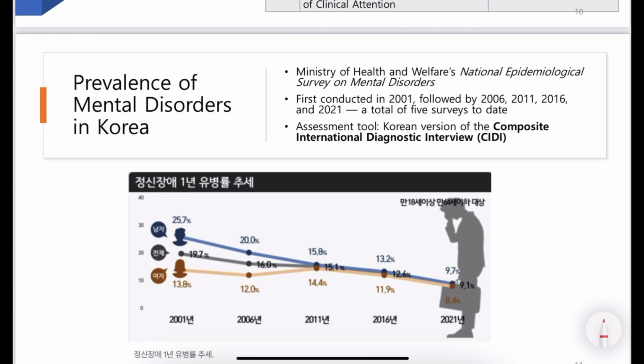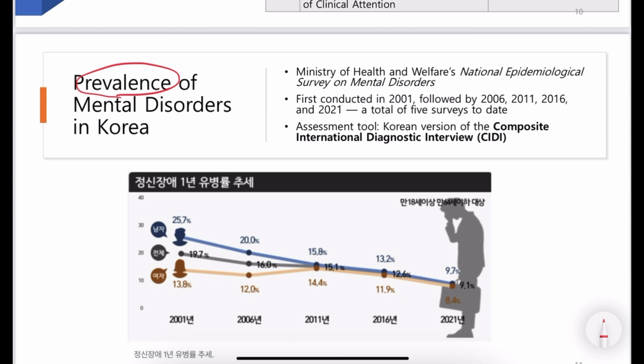Let's think about this. Among all these mental disorders, which ones are the most common? We can find the answer in a national survey by the Ministry of Health and Welfare. This survey was first conducted in 2001 and has been repeated over the years to track the prevalence of mental disorder in Korea. Prevalence means the number of people in a population who have a certain illness during a specific time period.